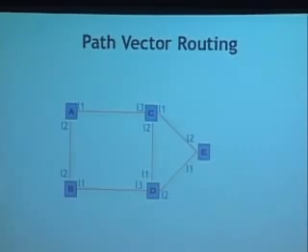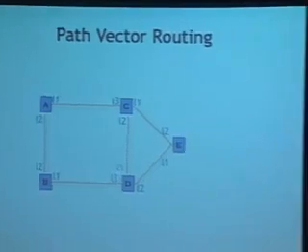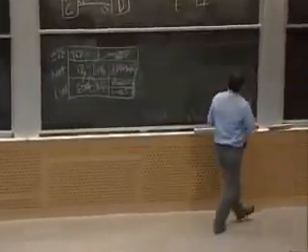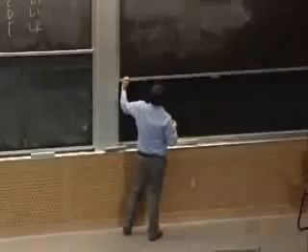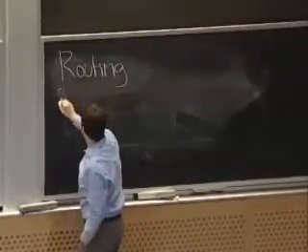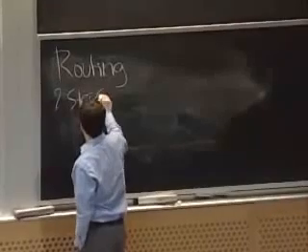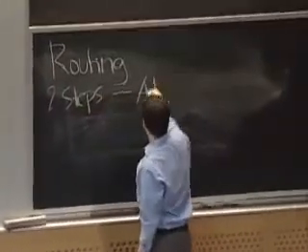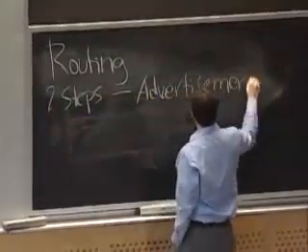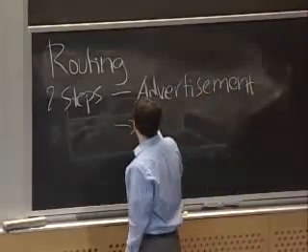And the way that this is going to work is that we're going to have 2 steps. So let's put it over here. Routing is going to consist of two steps: an advertisement phase, or an advertisement step, and an integration step.